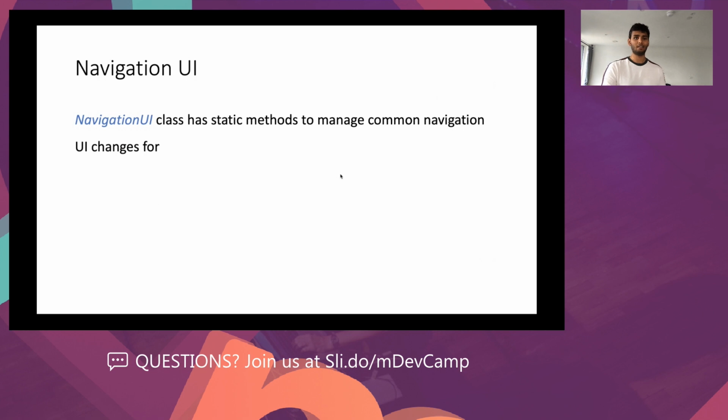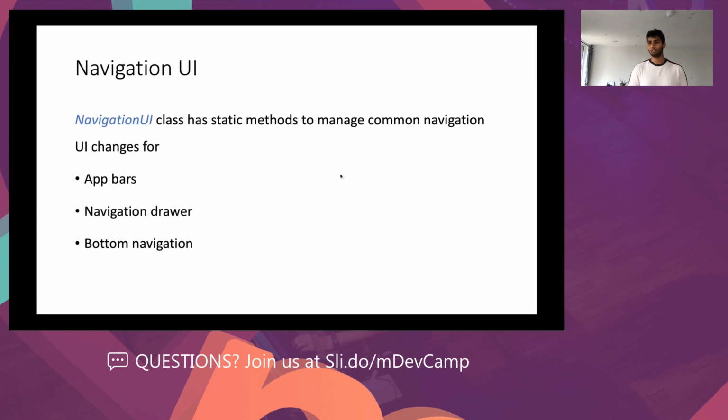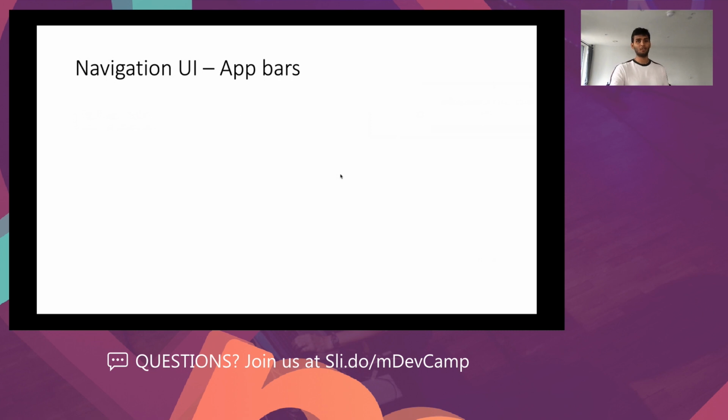The first one is the navigation UI class. So the navigation component comes with the navigation UI class. It contains some static methods that are useful for doing common things like when you navigate, it's not all about just navigation, it's also about updating UI to reflect what has happened. For instance, things like app bars need to be updated with proper titles. Navigation drawer needs to be updated with the correct element selected. Same goes for the bottom navigation. So the navigation UI class has static methods to take care of all these things.